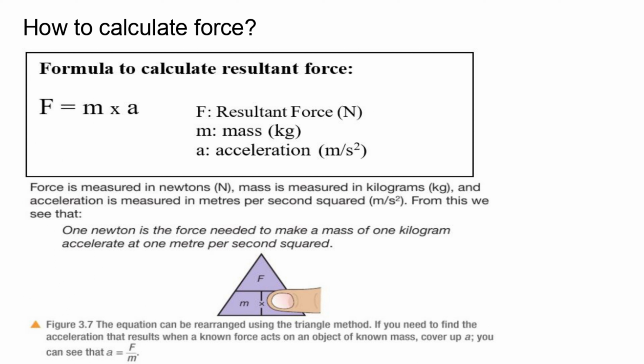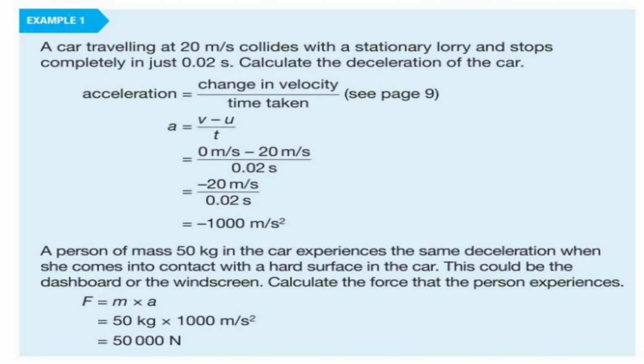As we know from the triangle method, we can rearrange this equation however we want to. The equation can be rearranged if we want to find out the acceleration, which would be a = F / m. Let's look at an example where we will use this equation of force. A car which is traveling at 20 meters per second collides with a stationary lorry and stops completely in just 0.02 seconds. Let's calculate the deceleration of the car. Deceleration or acceleration are similar things as we have learned before. Acceleration is equal to change in velocity divided by time taken, which is a = (v - u) / t.